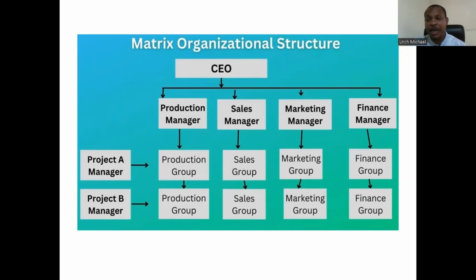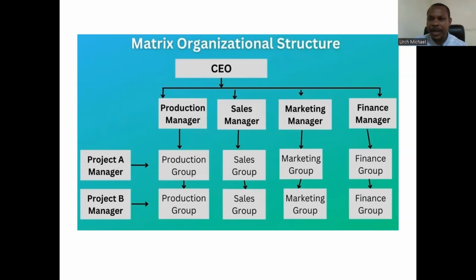So when you come across such a matrix organization, you call it a strong matrix organization. But when the functional managers have more rights than the project managers in a matrix organization, that means they can exert more control over the project team, then you can say that it's a weak matrix organization. So when you hear about a strong matrix organization, it is favorable to the project managers. But when you hear about a weak matrix organization, it is not favorable to the project manager, but it is favorable to the functional managers.